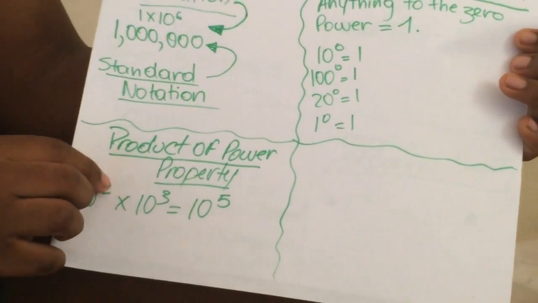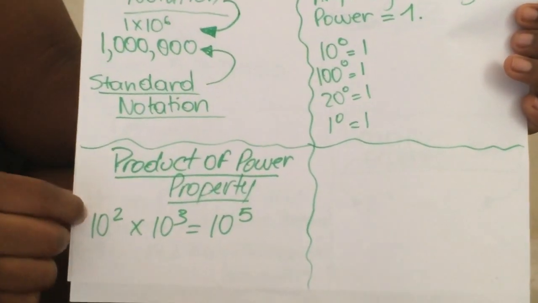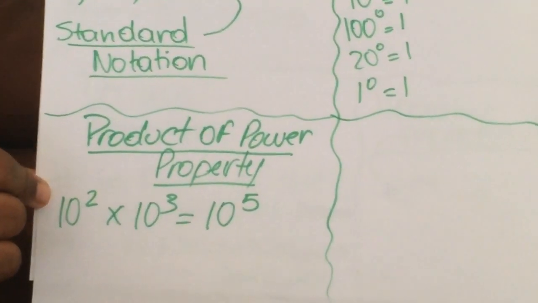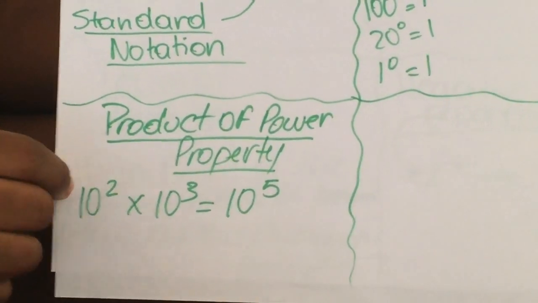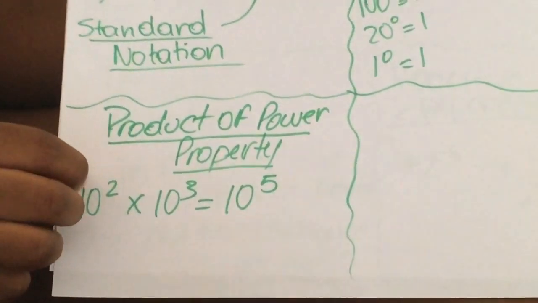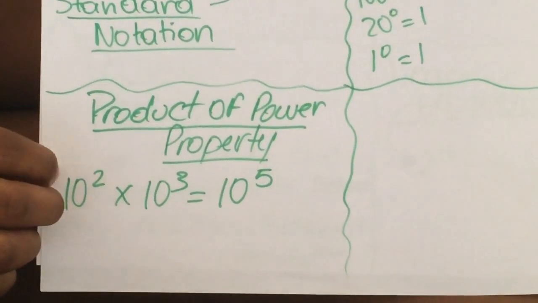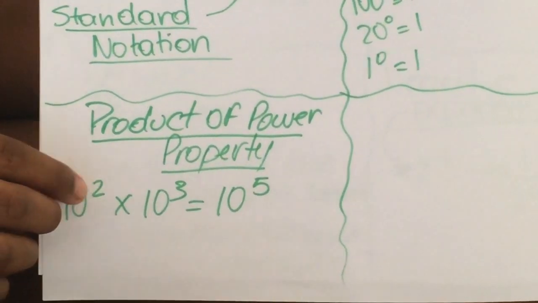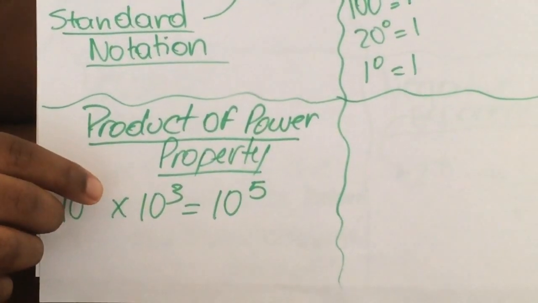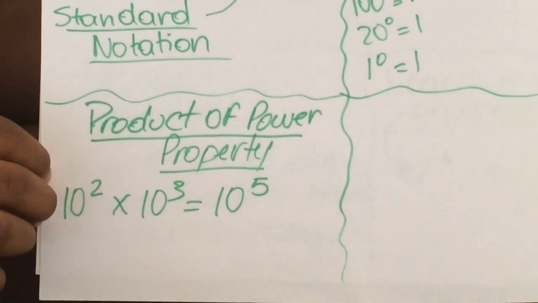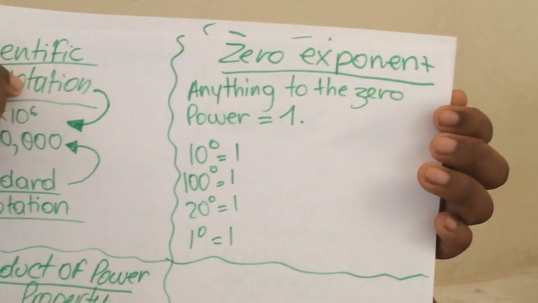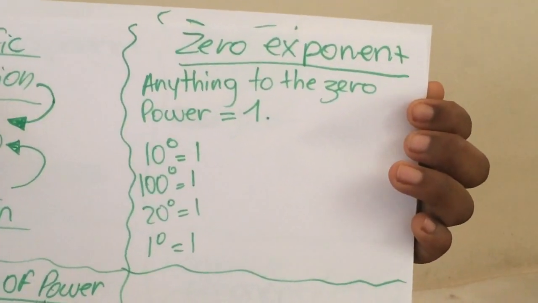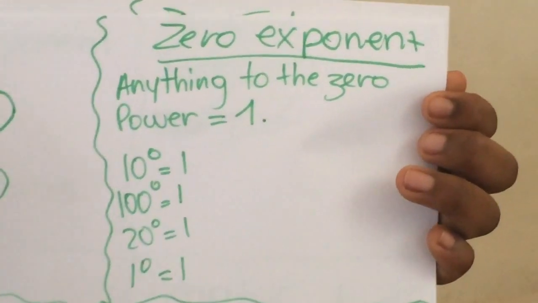Product of powers property is basically when you're multiplying two numbers that have the same base but different exponents, you add the exponents and the base stays the same. So in this case, 10 to the 2nd power times 10 to the 3rd power will equal 10 to the 5th power.